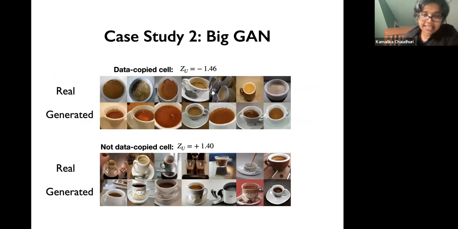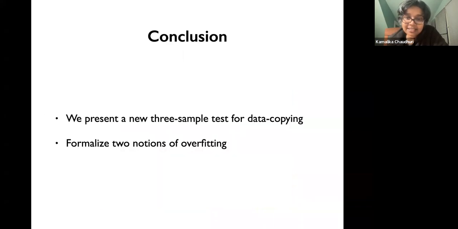And before I end, just to give you some idea of what we are finding. Here are some samples from a data copied cell, right? The real samples, the test samples, are on the top row, and the generated samples are on the bottom row. And then we have some samples from a non-data copied cell. You can see that in the data copied cell, this is one coffee cup, which is getting generated over and over again from different kinds of viewpoints, right? Whereas in the non-data copied cell, the samples are more diverse, okay?